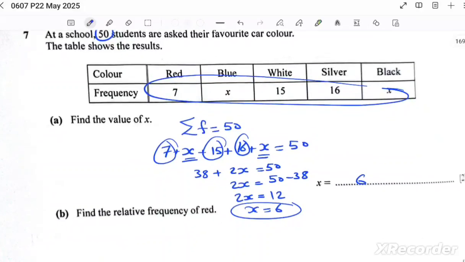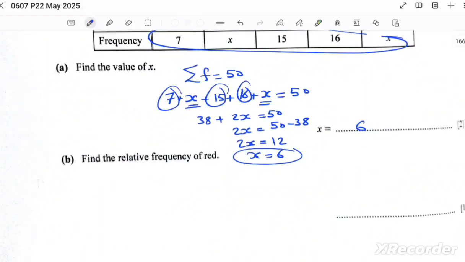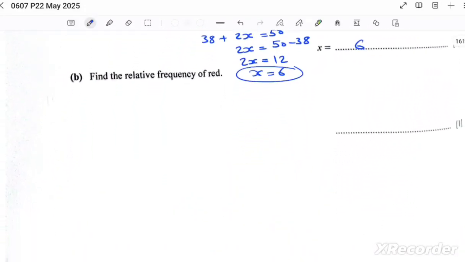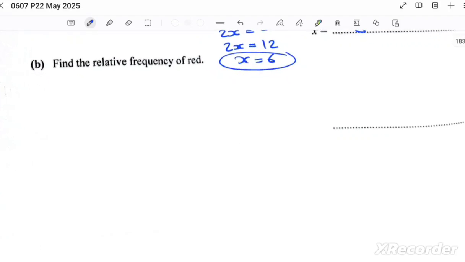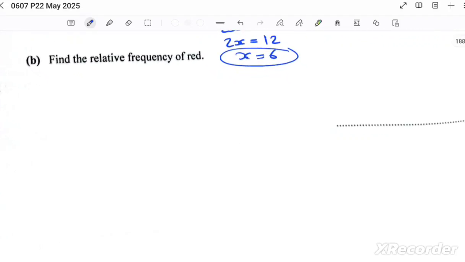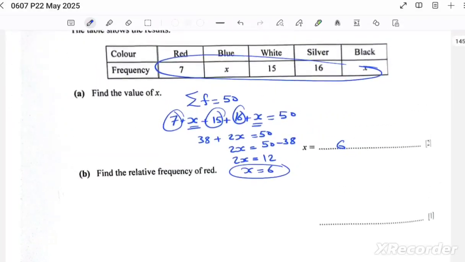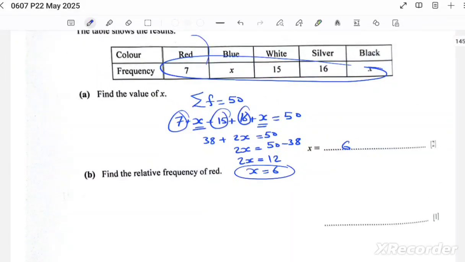Then let's move to the next one. Find the frequency, or the relative frequency, of red. So what is red? Red is this one. So red is 7 over the total, which is 50.